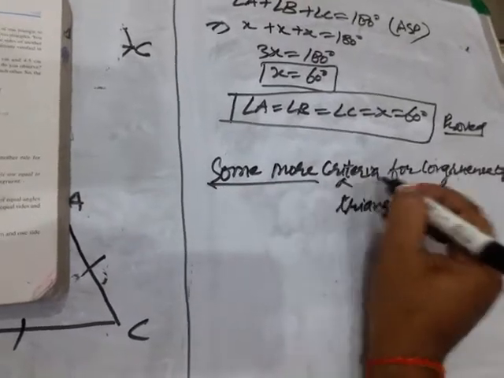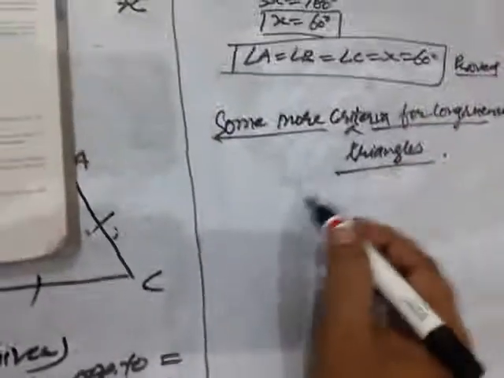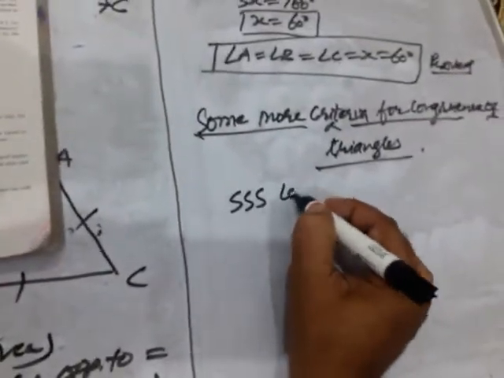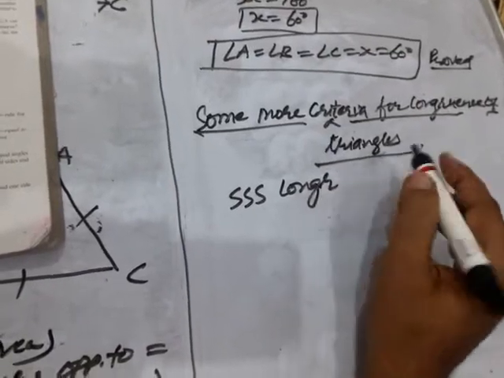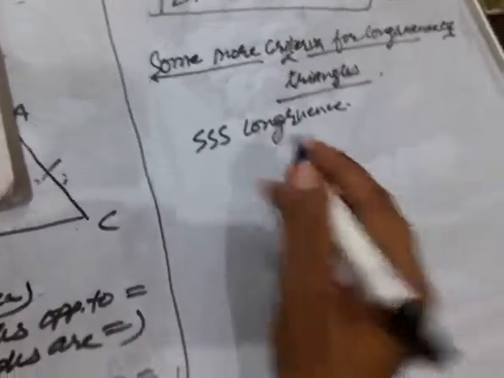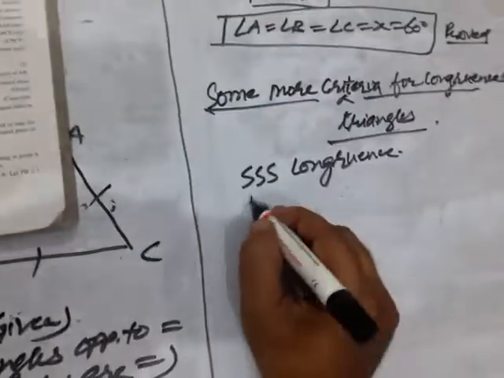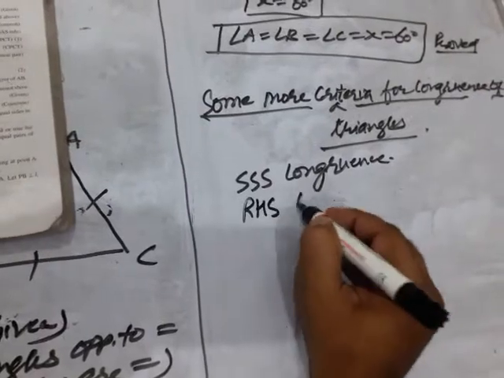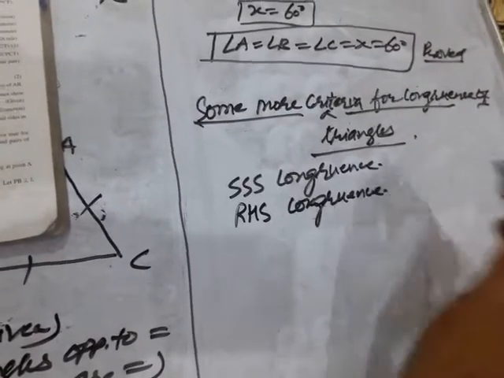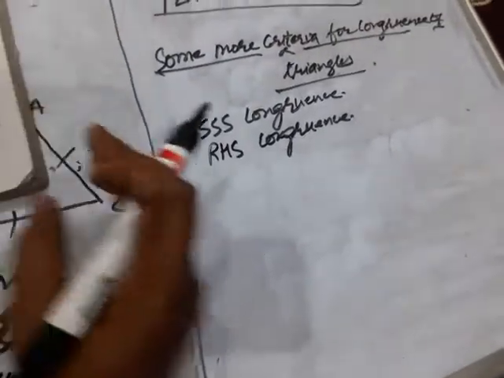So children, see, the first one is triple S congruence. Actually we have already used triple S congruence. And what else will we see? That is RHS congruence, which we will also see here. Clear?